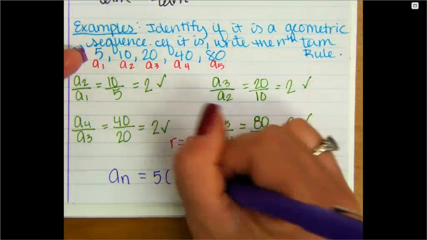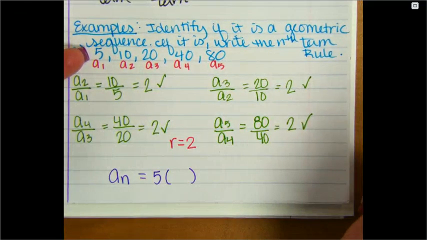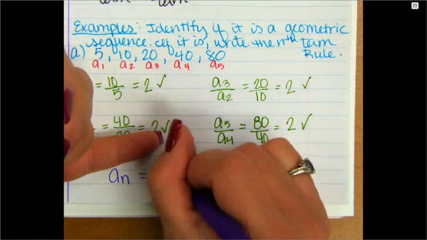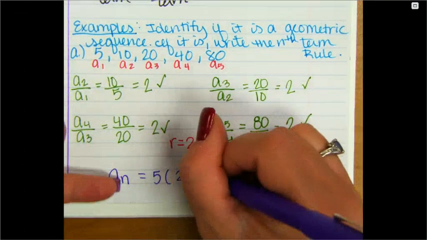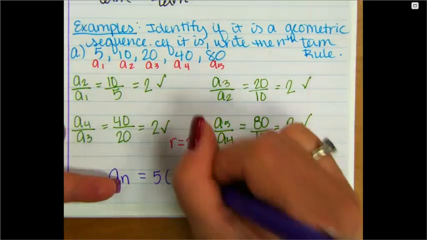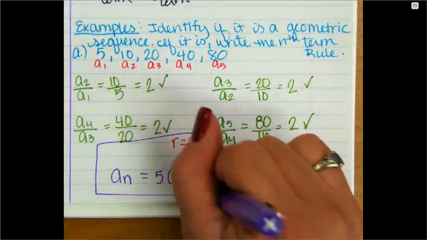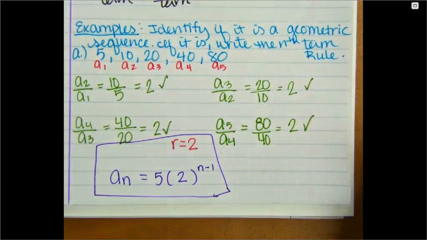And then in parentheses, it says we put what letter? We put R. Well, I know what R is. R is how much? 2. So I go ahead and put the 2. And then the n, because this is n, so this has to stay n. And the minus 1 stays there. So I now know it's geometric with a common ratio of 2. And there's my rule.